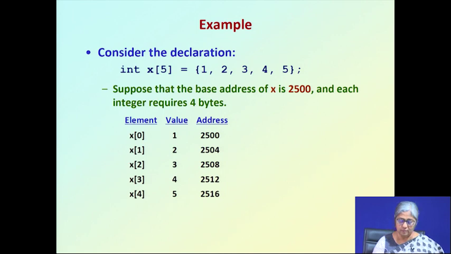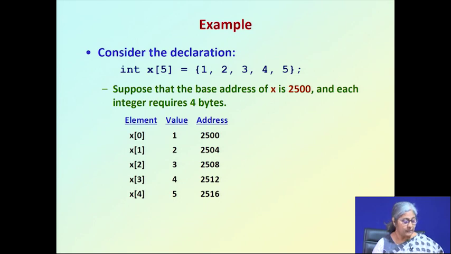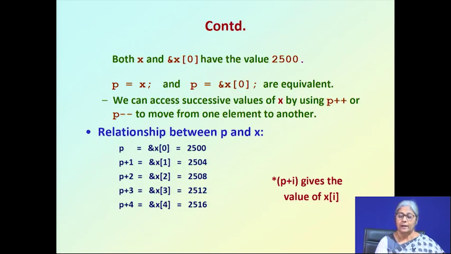We know this thing, in this way it will be declared. Now, both x and &x[0] have the value 2500 because x is the array. So x and &x[0] are the same, that means the address of x and the address of the first element of the array are the same, 2500. So, p equal to x and p equal to &x[0] are equivalent. That means p equals the base address of the array, the address of the first element. Repeatedly we have told this and learned this portion.